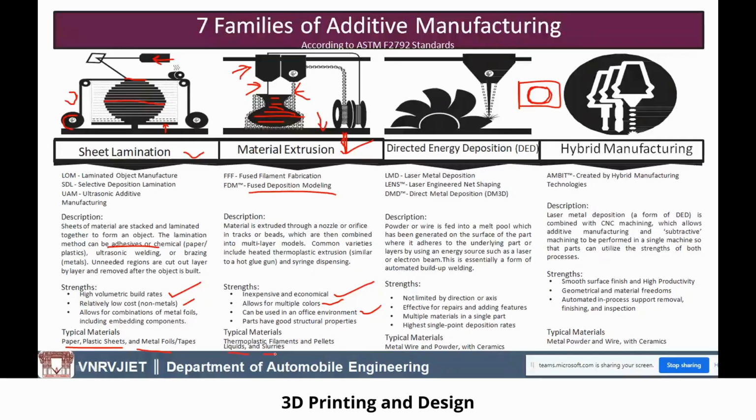And the next one, this is not in our syllabus, but you can just have a look at it. That is direct energy deposition. The other names, the other varieties under this, are laser metal deposition, laser engineered net shaping, and direct metal deposition. Let us discuss the first one, direct energy deposition. So here you can see a blade. Let us assume this is a turbine blade.